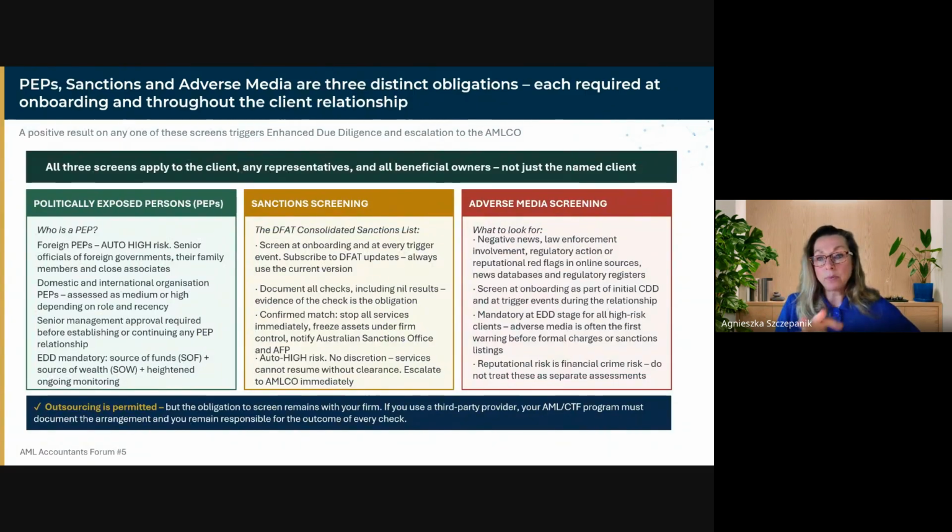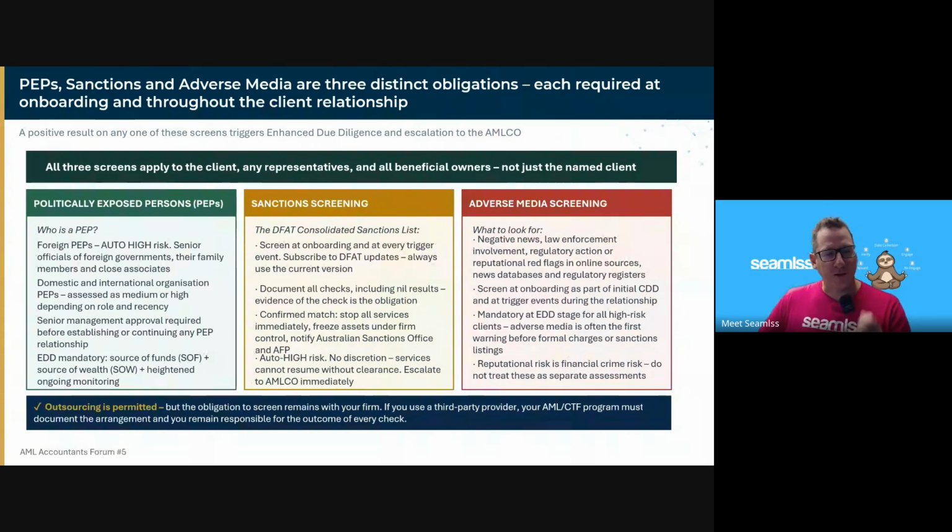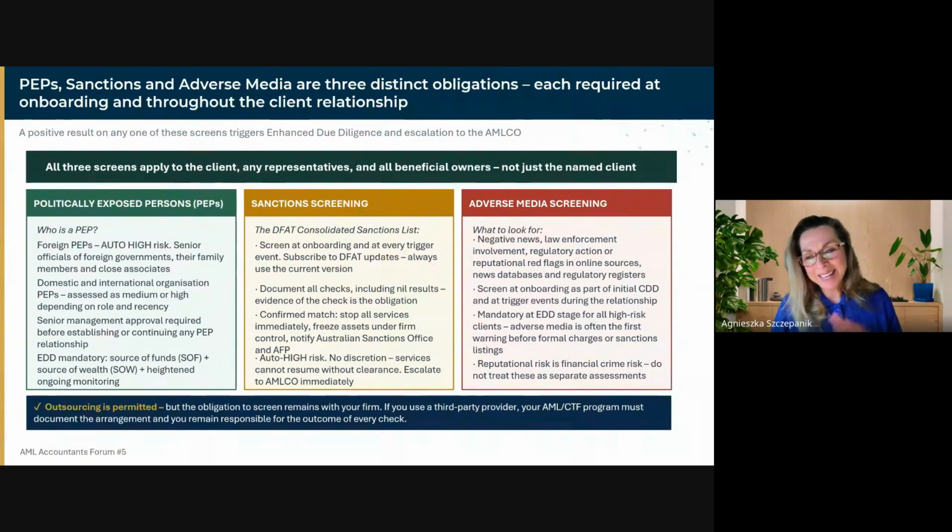So this is a brand new thing, because you've already done ID&V to a point for a lot of your clients, if not all the beneficial owners. But PEPs, sanctions and adverse media screening are three quite distinct obligations, each required at onboarding and also throughout the client relationship. And that's something that technology will absolutely do for you. So not just when onboarding for a designated service.